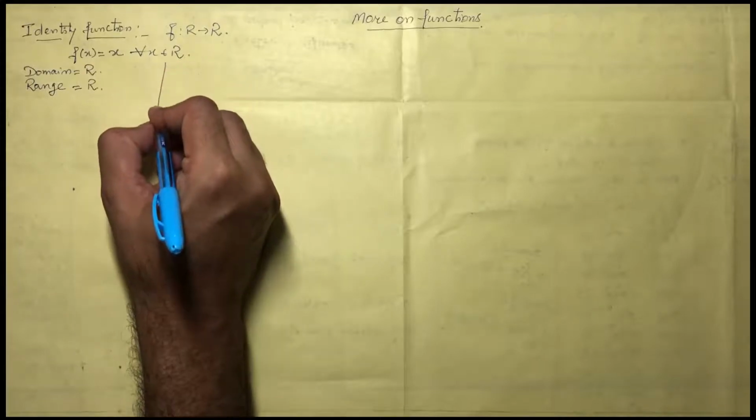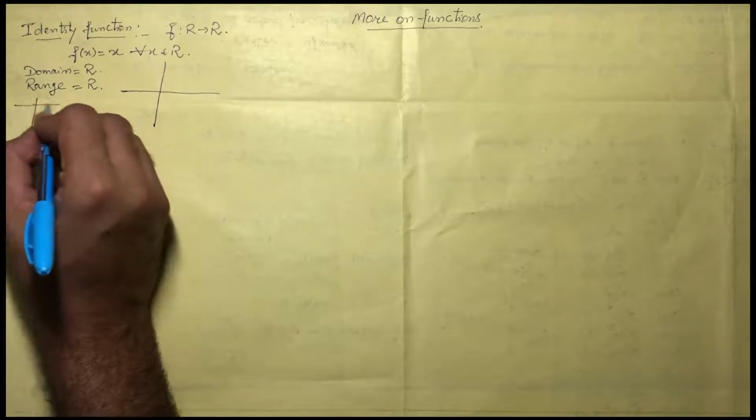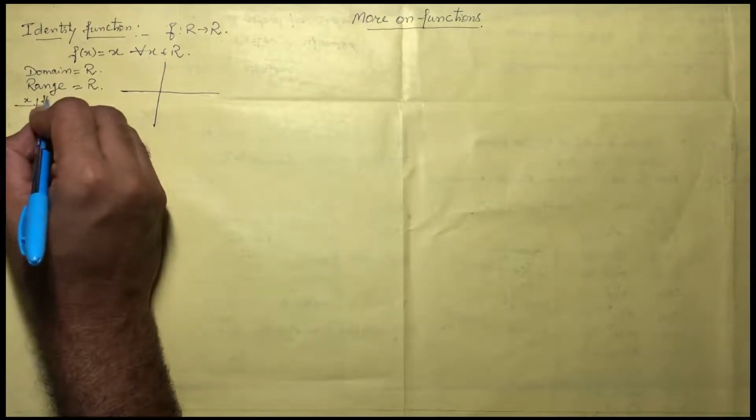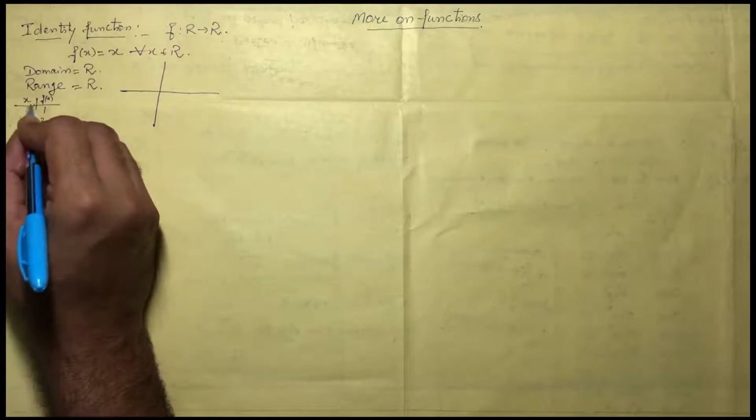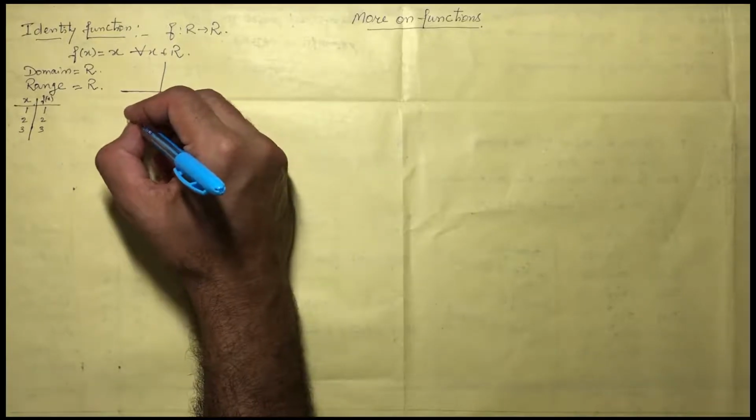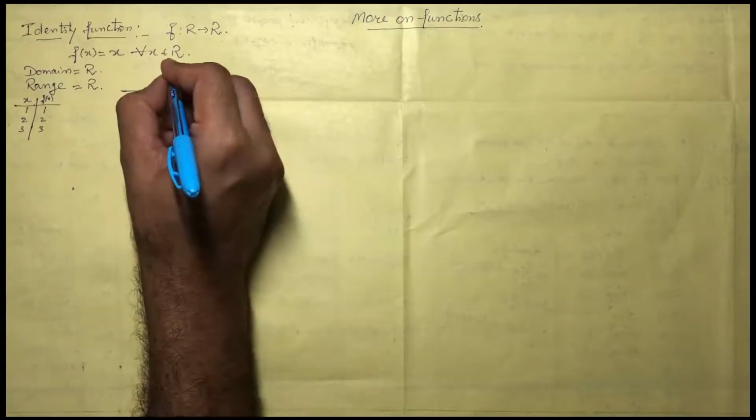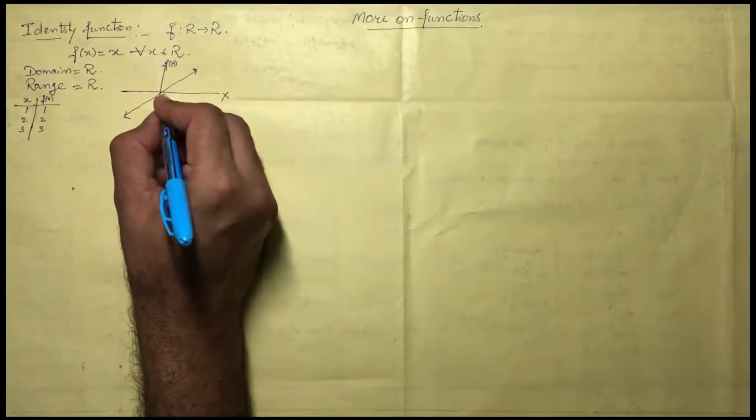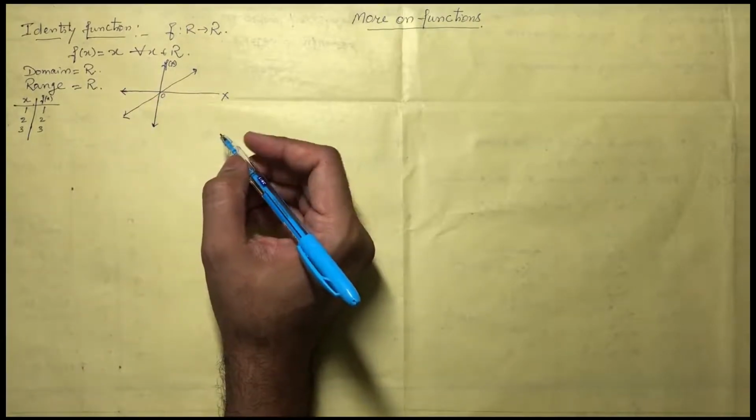So how is the plot of this function? If we try to make its table, x and f(x): if we put input 1, we will get 1. If we input 2, we will get 2. If we input 3, we will get 3. So for all real numbers, we will get the same output. It will look like this. This is the x-axis and this is f(x). This is the origin. So this is the graph of the identity function.